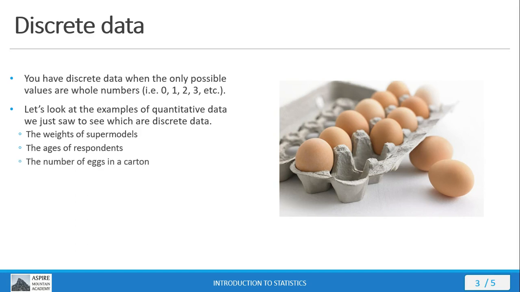The number of eggs in a carton, well, that is an example of discrete data because you don't count partial eggs, only whole ones. Whole numbers are the only possible values here, so this is an example of discrete data.